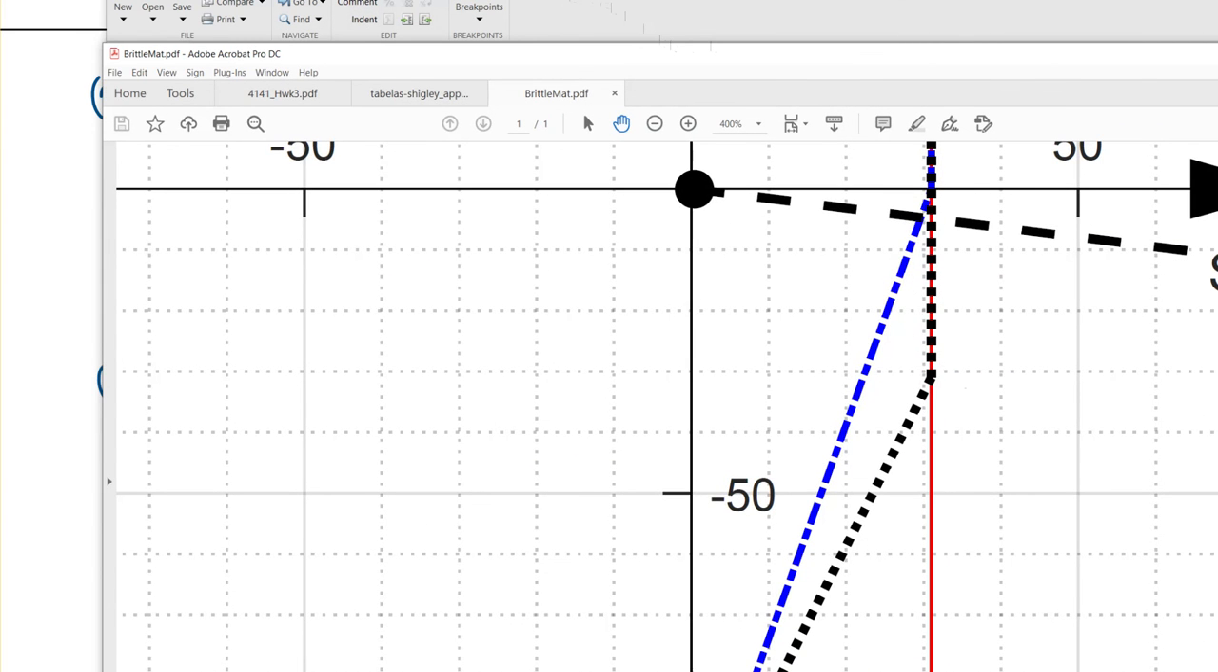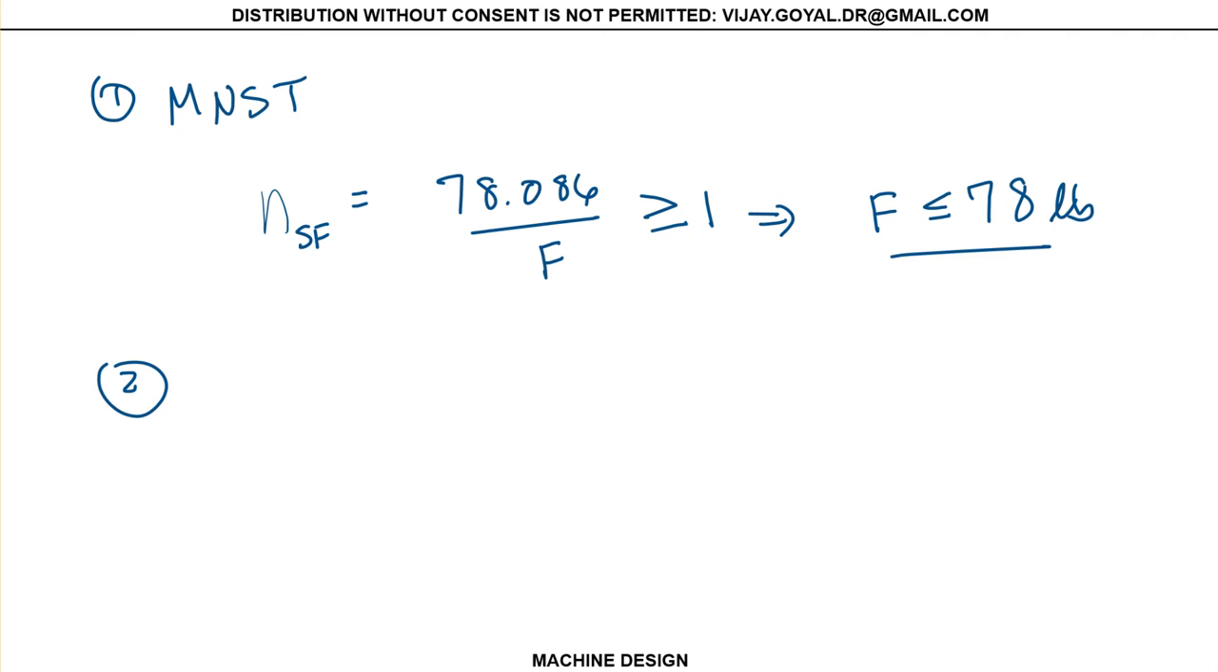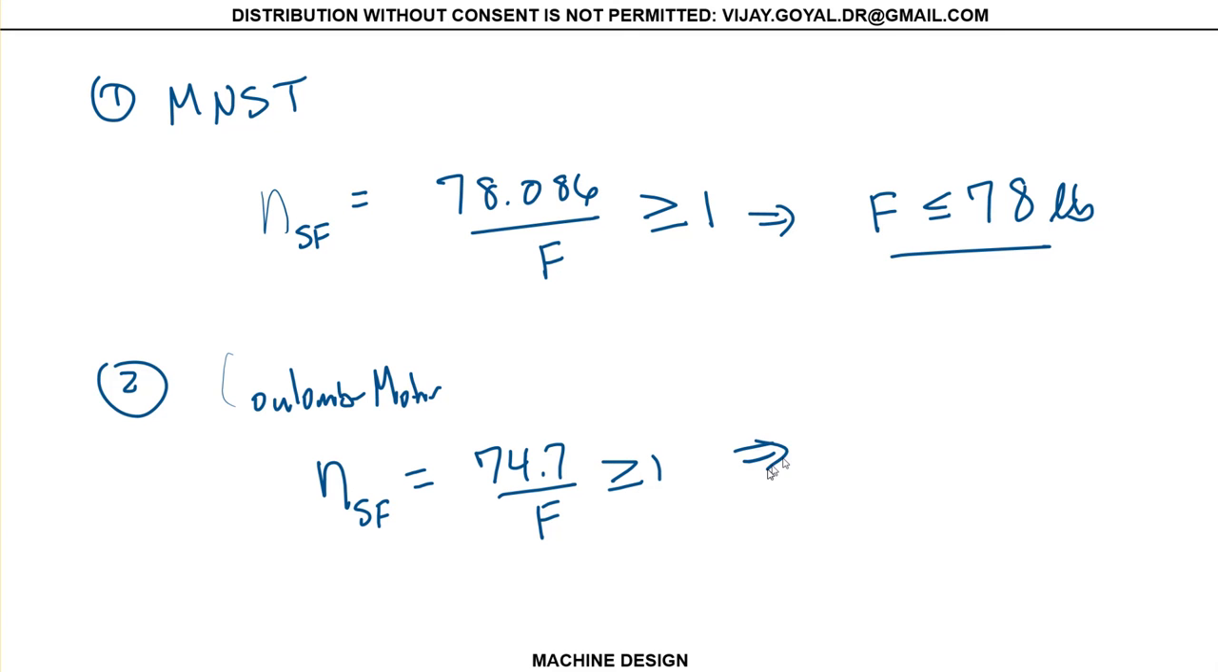Okay, these two cases here are the same. They're using different equations. This is a lot easier to use actually. So if I was going to do the last one for the Coulomb-Mohr problem, just to show you, you have the factor of safety here, which gives you 74.7 divided by F has to be bigger or equal than 1. And that would give you actually F has to be less or equal than 74.7 pounds.